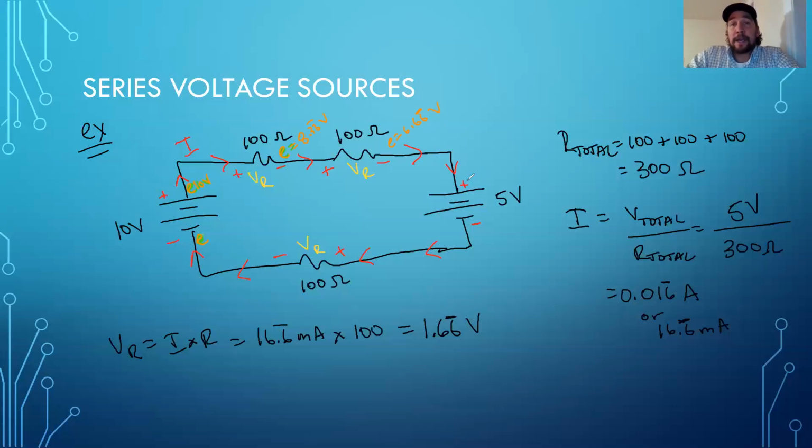Comes here, and because this is a plus, this is higher potential, I actually lose 5 volts. So that my electron now here has 1.666 volts, the 6 is repeating. And then, lo and behold, look at that, VR has 1.66 volts also. So when I get back here, my net voltage is once again 0.